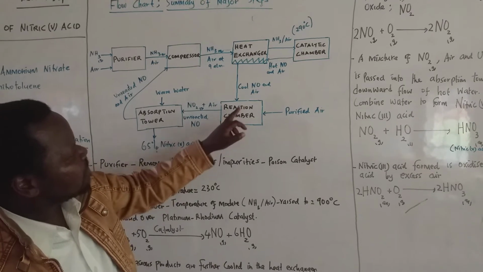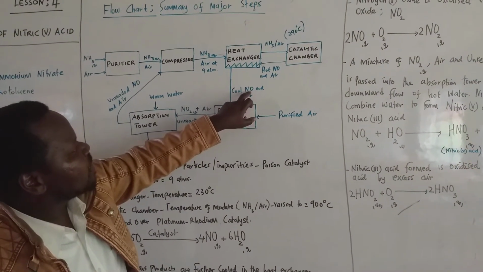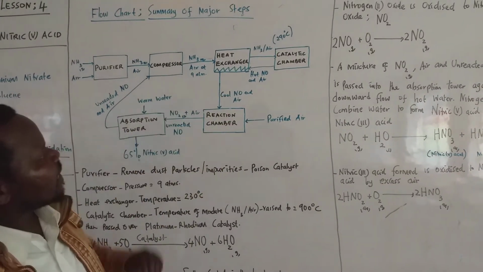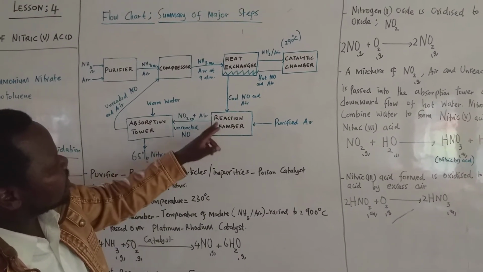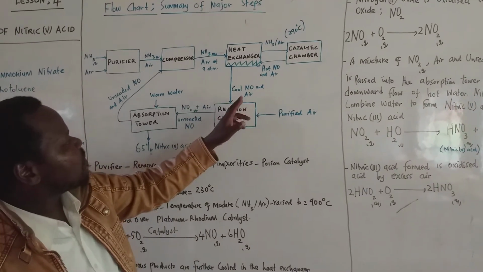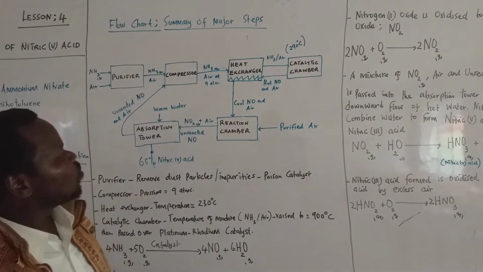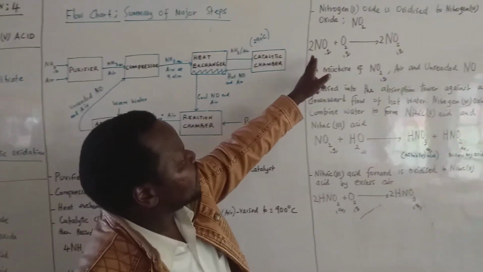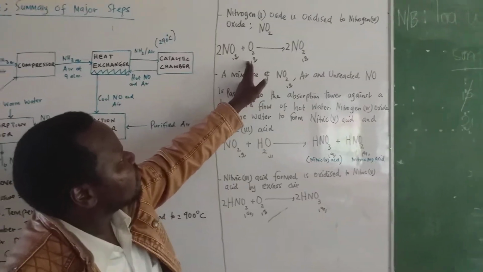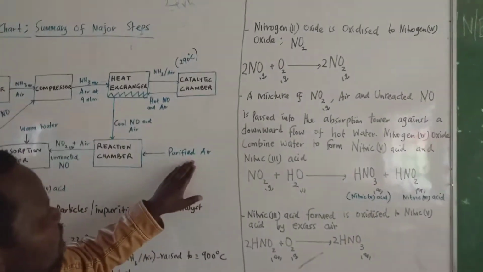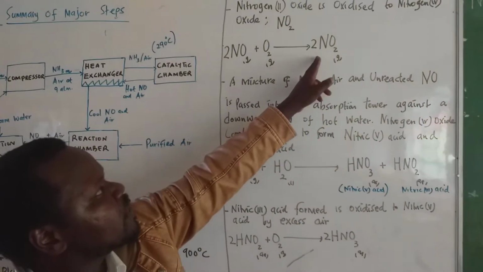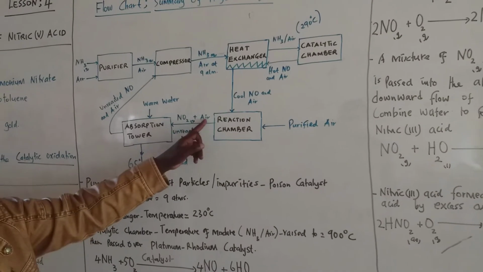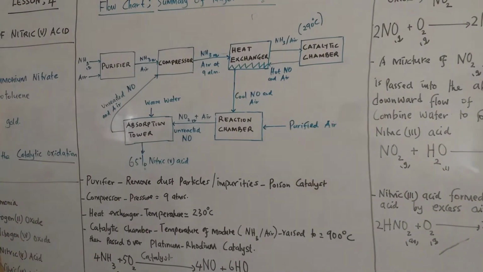So at the reaction chamber is where you now have the reaction between this nitrogen 2 oxide and the purified air, or actually the air that accompanies it in this reaction chamber. This is the conversion of nitrogen 2 oxide to nitrogen 4 oxide, and that equation is here. So nitrogen 2 oxide with oxygen, either from the purified air or from this air, gives you nitrogen 4 oxide. That's where you have the nitrogen 4 oxide, air, and also the unreacted nitrogen 2 oxide.